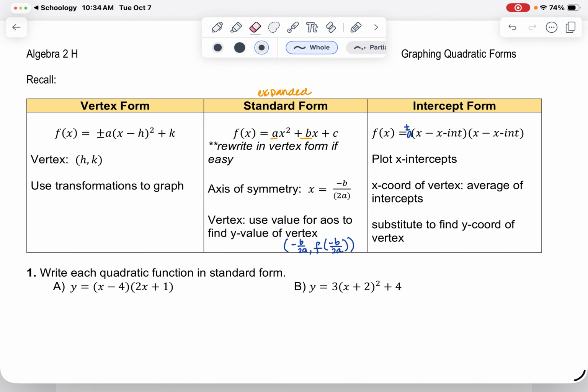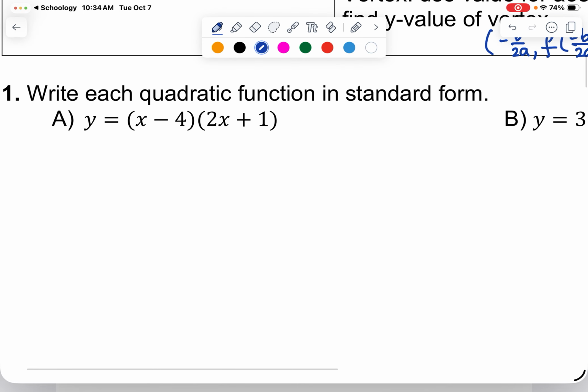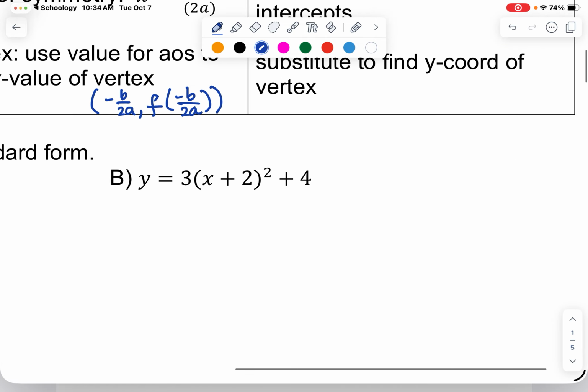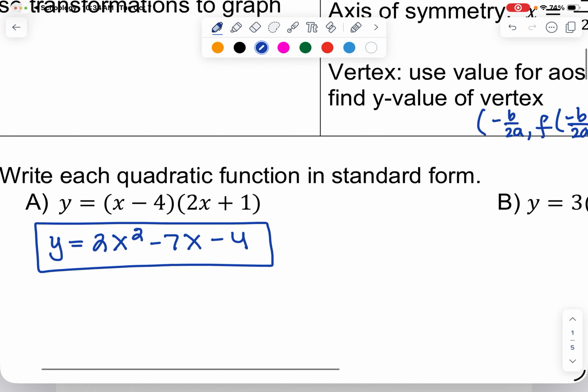Okay, so let's go ahead and go through all this practice now. It says, write each quadratic in standard form. Remember, standard form is just expanded form, so we just have to expand it or multiply it out. x times 2x is 2x squared. I'm going to do outer and inner also and add them in my head. So we have -8x and positive x, which is -7x, and then -4 times 1, which is -4. So there is going from intercept form to standard form.